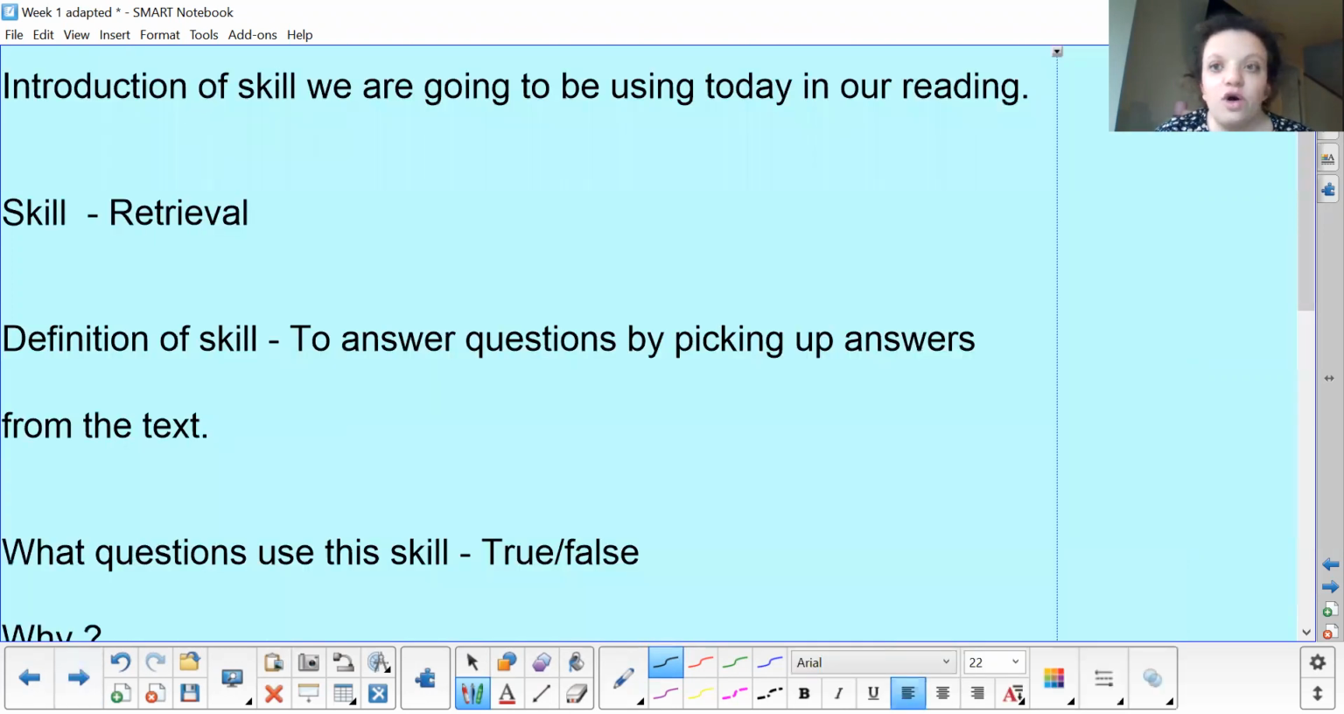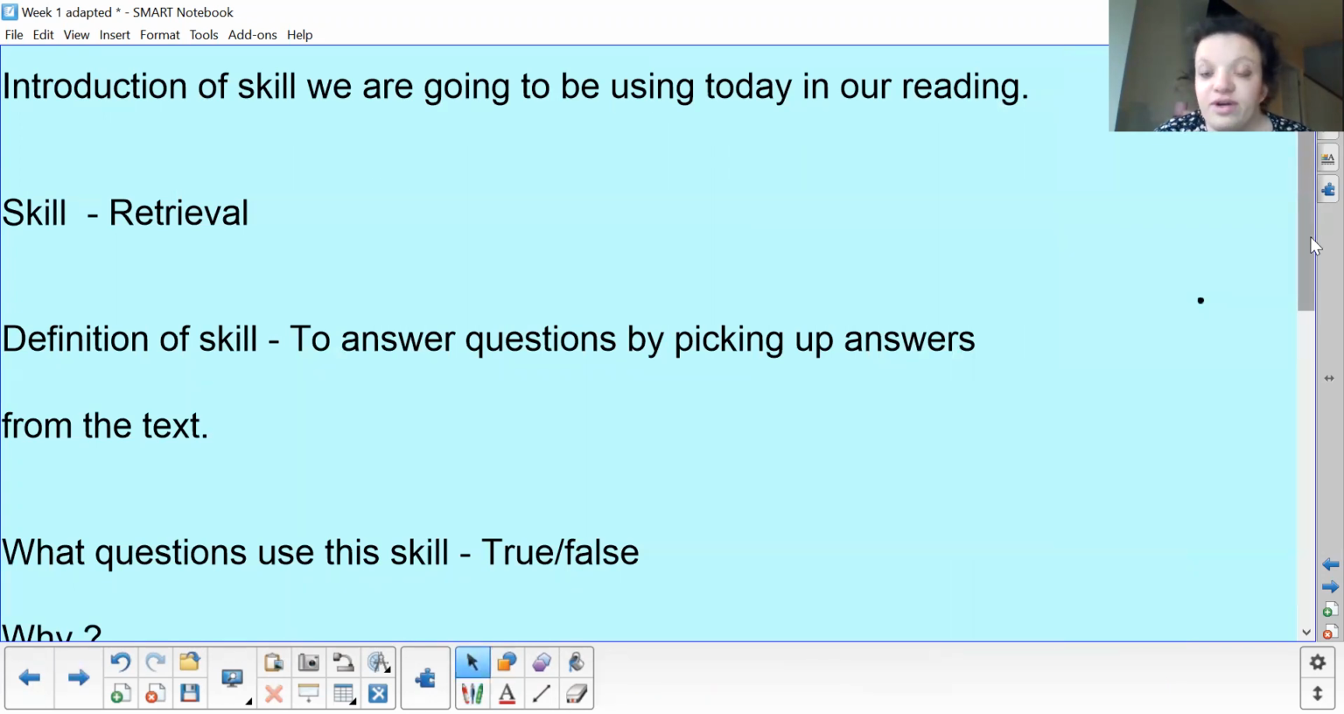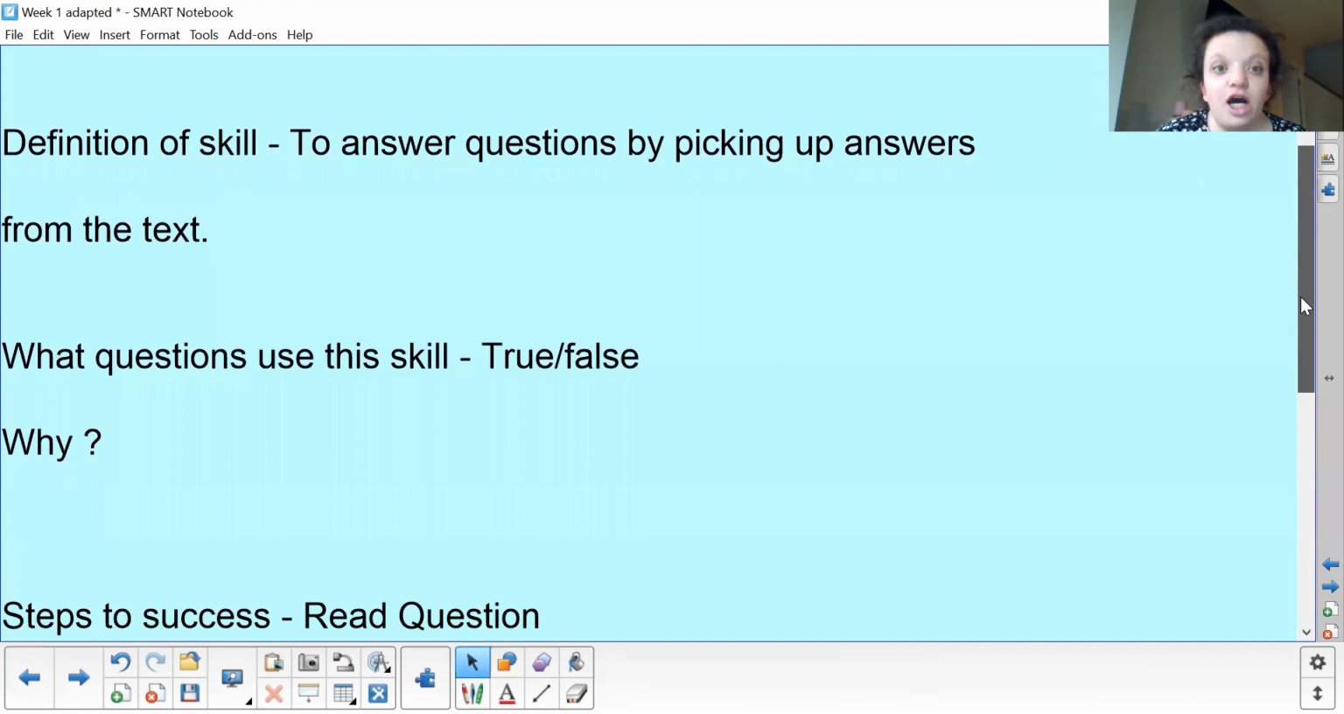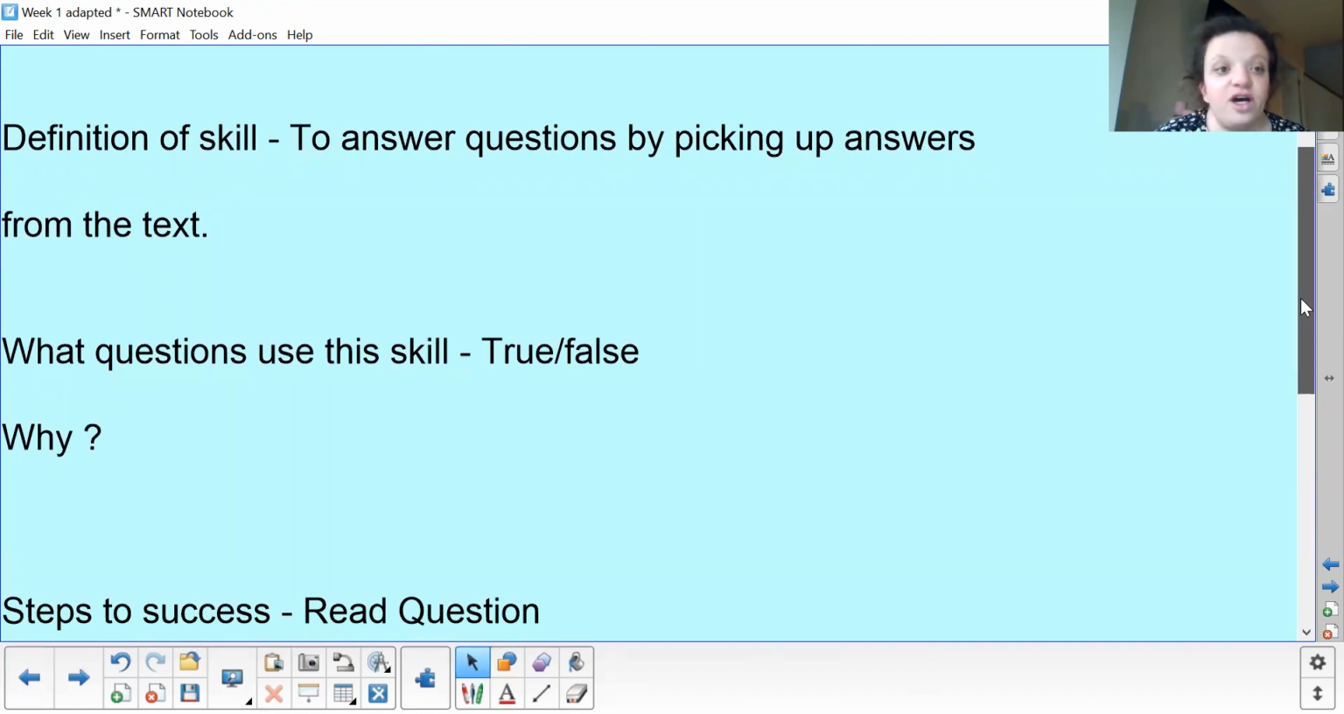Okay, so today we're carrying on with our retrieval skill. We know what retrieval means by now. We're answering questions by picking up the answer from the text. And the questions we're going to be looking at today are true or false. So working out if an answer is true or false.